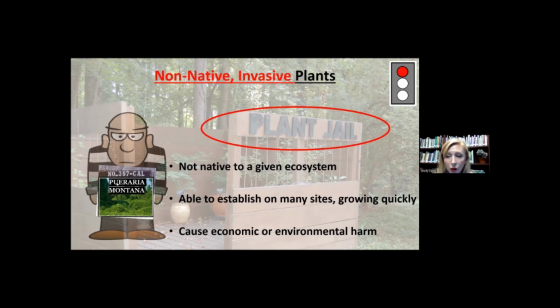So here you can see a well-known thug, one of America's most wanted, or should I say, Pueraria montana, known as kudzu. He's standing outside of that plant jail that you can visit there at the Wright Center. And as you can see in the pots there within the jail, quite a few of his fellow culprits there. Steer clear of any non-native invasive plants.